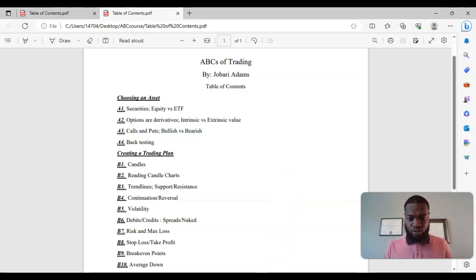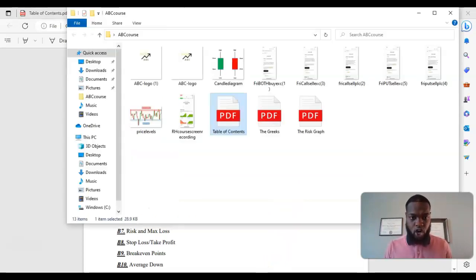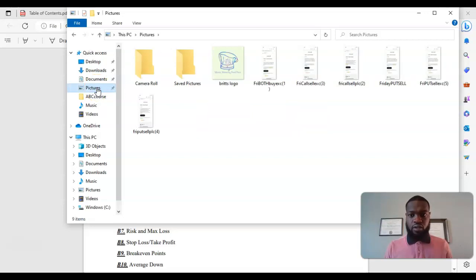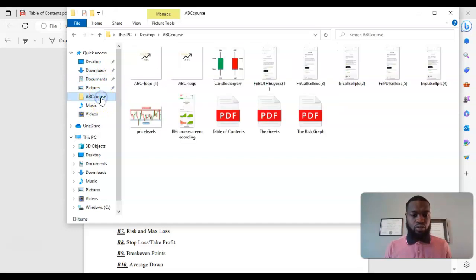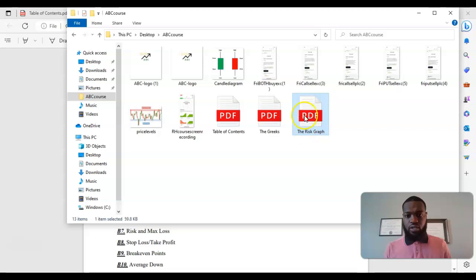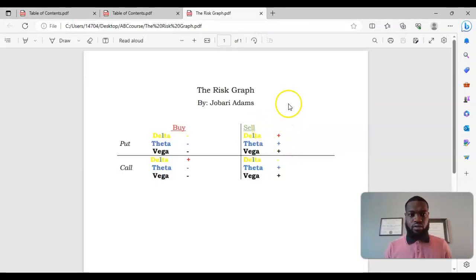I got a diagram I want to put on the screen while I talk about this subject matter. Where's my risk graph? Oops. Risk graph. Where was that at? Okay. Oh, it's right here. Okay.